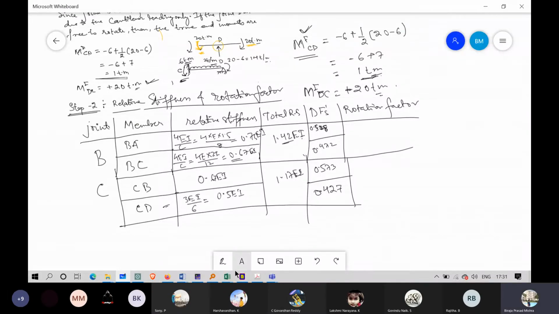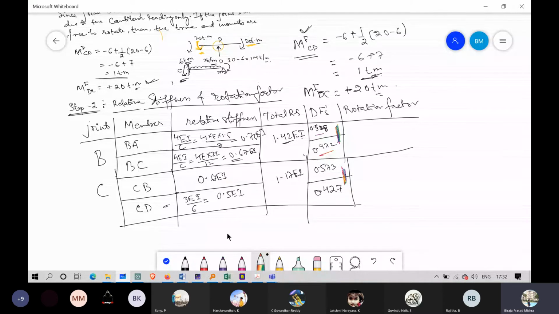So please remember that if you add these two values, how much will be the sum? One, sir. One. Similarly, if you add these two, the sum should always be 1. If your sum is not 1, then these two values are not correct. Okay, so now what will be the value for the rotation factor?